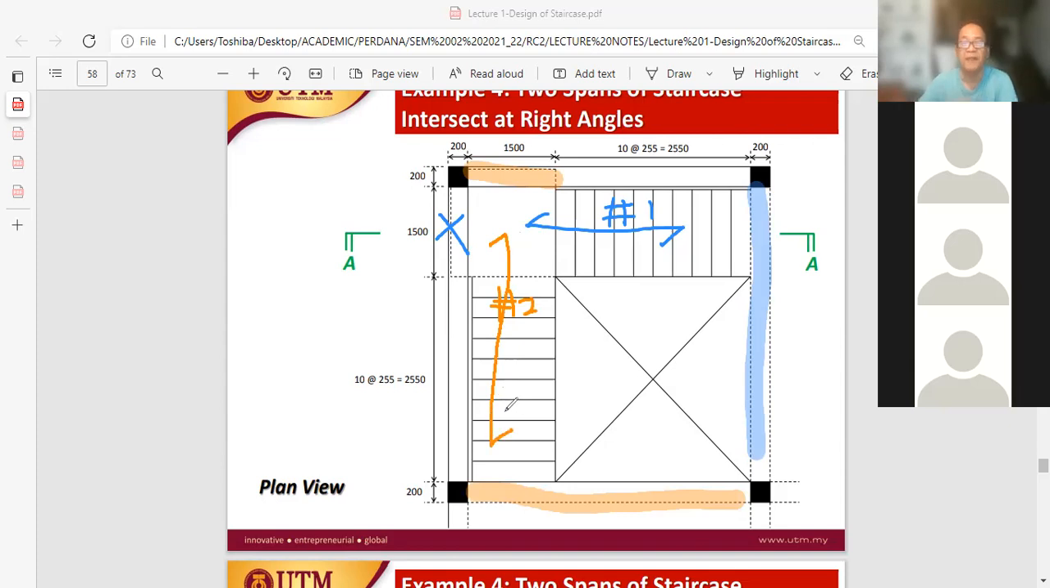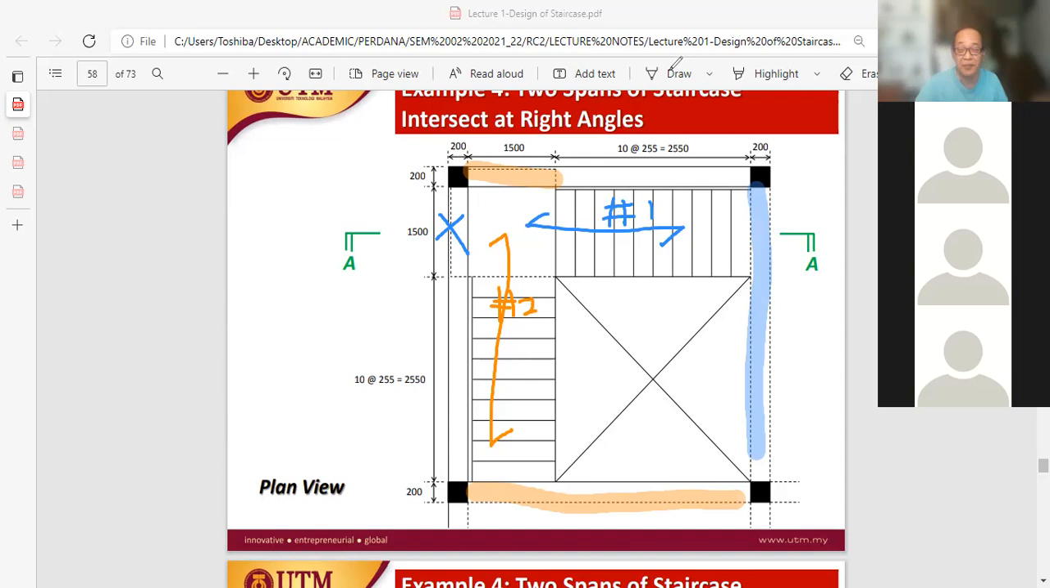Everything changes. Now flight number 2 is supporting flight number 1. Flight number 2 has 2 independent supports. Flight number 1 has only 1 support. It depends on flight number 2 for its stability. So everything changes. The loading on the landing is 100% on flight number 2, with the reaction from flight number 1 on flight number 2 at the landing, because 2 is supporting 1. Earlier we saw 1 supporting 2. So these are some of the variations that you might come across.